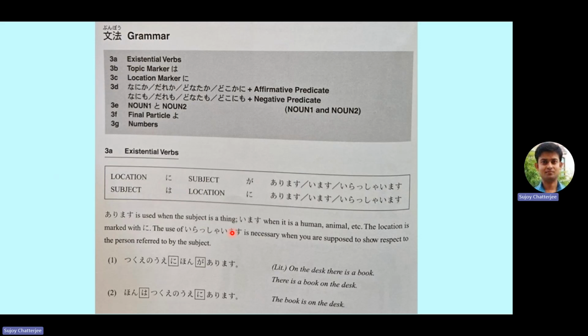So you can say that tsukue no ue ni hon ga arimasu. That means there is a book on the table. So here you have to use arimasu. You cannot use desu here. So this is the difference between arimasu, imasu and desu. And the location is marked with the ni particle.